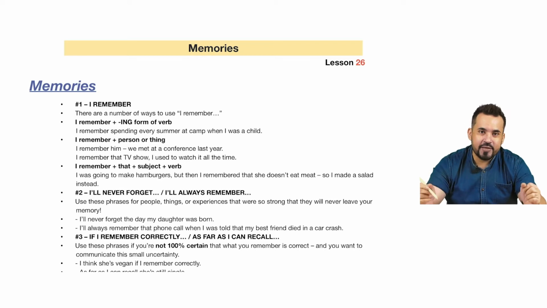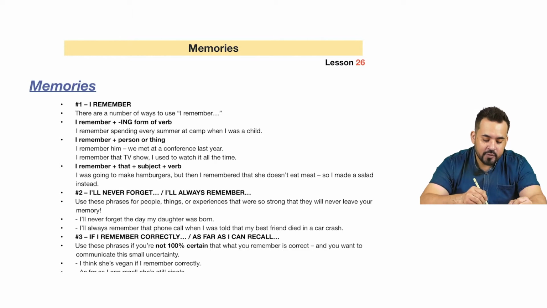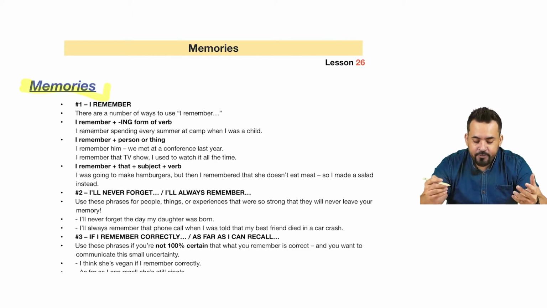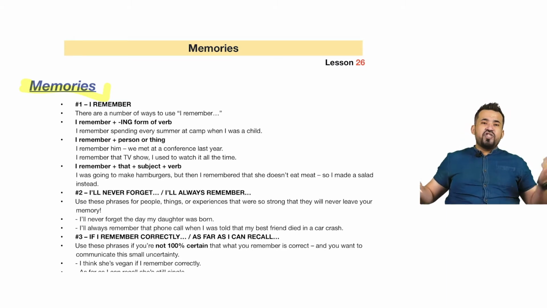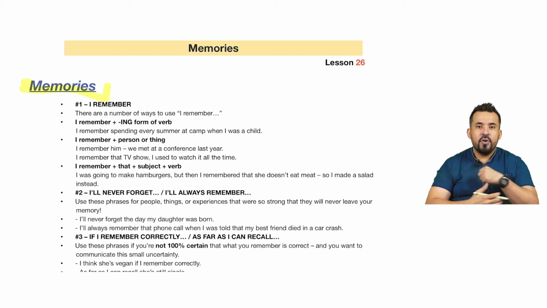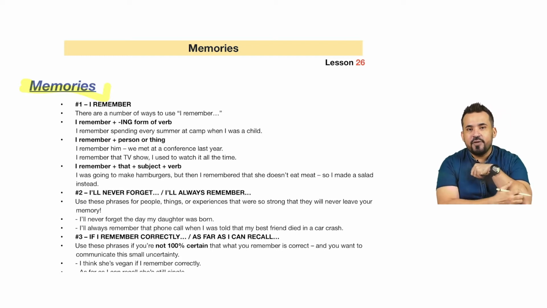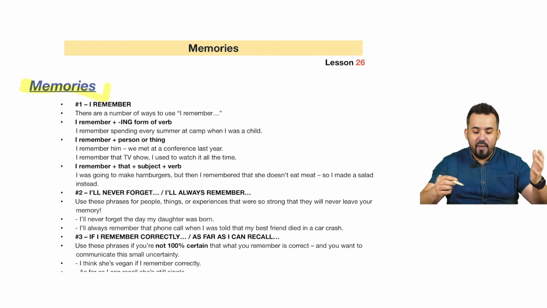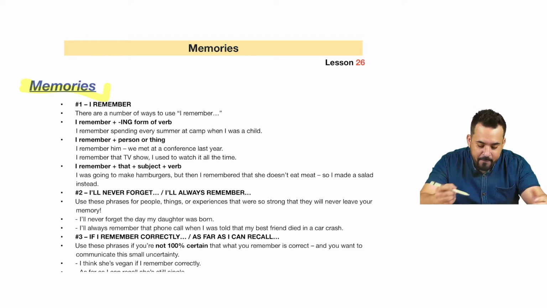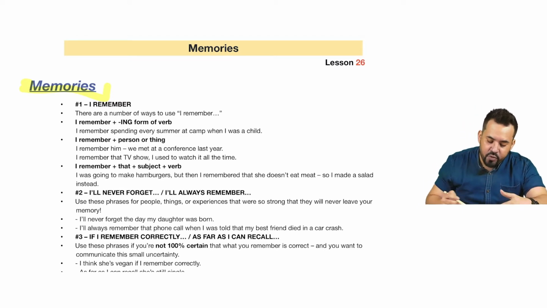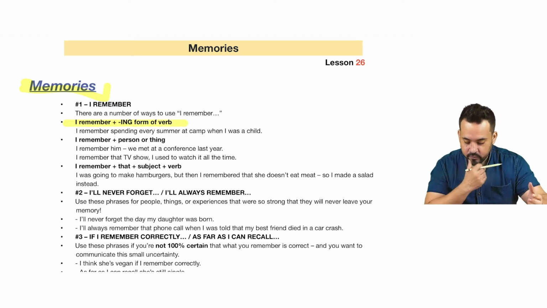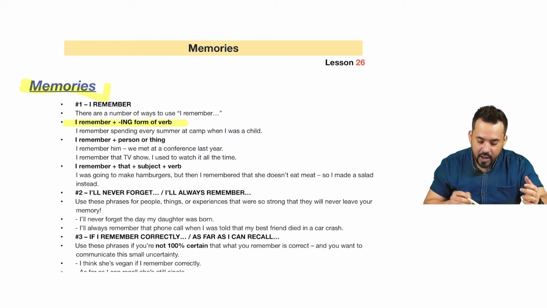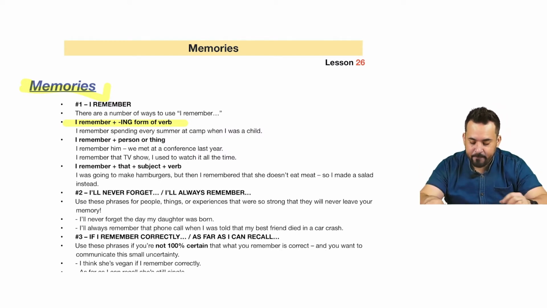Welcome to lesson 26. We will start today by going down the memory lane. Memories. The first way to talk about your memories, the most common one, is using the verb remember. So let's take a look at different ways we can use remember. First one, I remember. I remember is normally followed by a verb in ing form. I remember spending every summer at camp when I was a child.